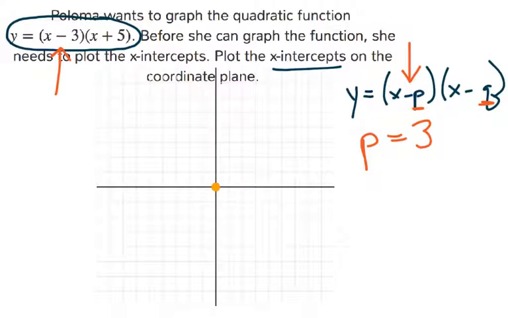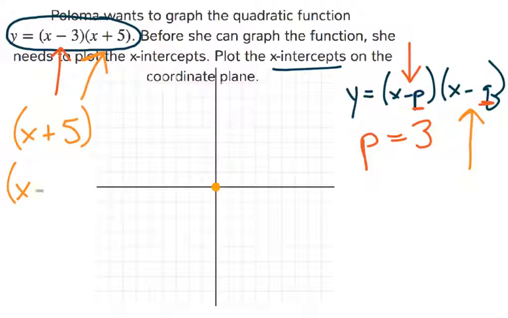The slightly more difficult one is the q. Here I have x minus q in our intercept form, but in the actual function we're given, it's x plus 5. So you need to convert that x plus 5 into an x minus form. How do you do that? Well, x plus 5 is the same as x minus negative 5. Remember, when you subtract a negative, it's the same as adding.